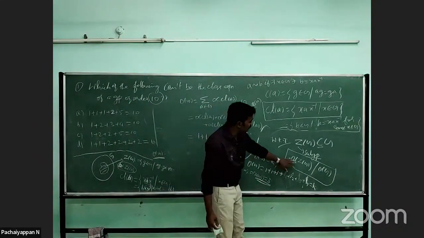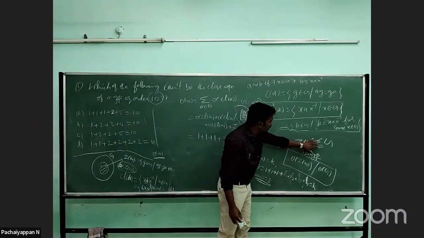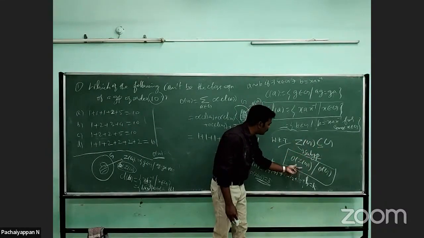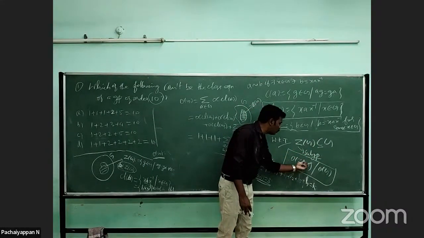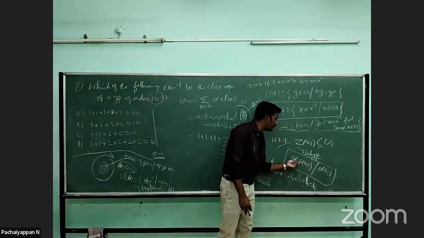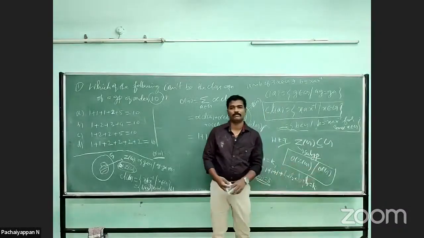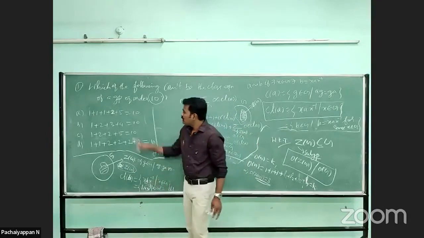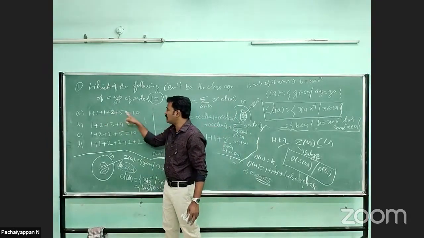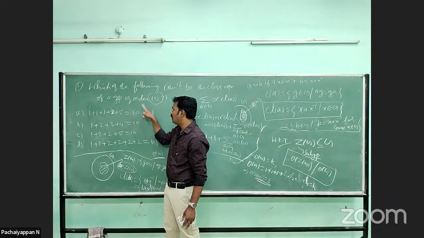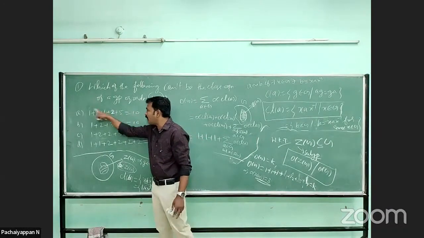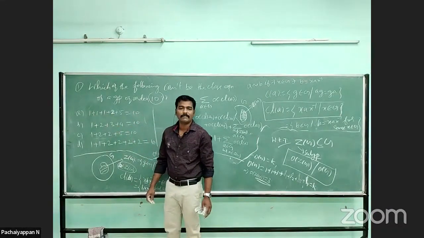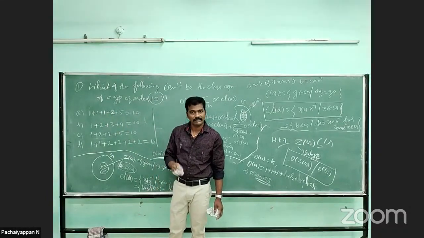Here they said that precisely the center of G is a subgroup and G is a finite group. By Lagrange's theorem, the order of the subgroup should divide the order of the group, which implies that the order of the center of G should divide the order of G. Suppose this is a class equation of a group of order 10. Then how many elements are there in the center? 3 elements.